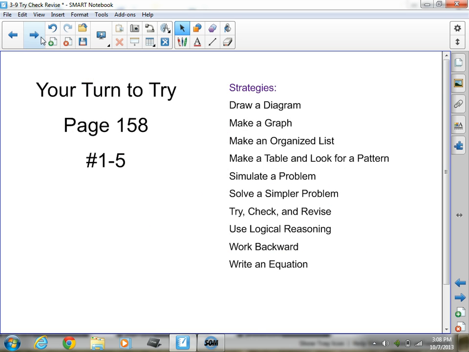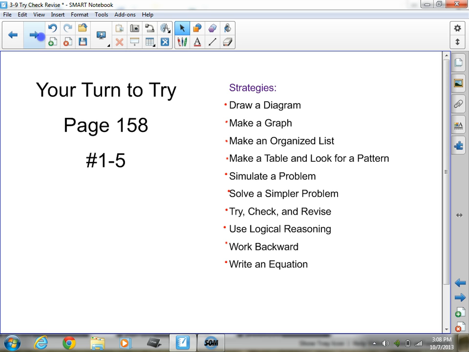So, when trying, checking, and revising, there's a lot of different strategies you could try to solve the problem. Sometimes it would be helpful to draw a diagram. Other times, make a graph. Sometimes make an organized list. Make a table and look for a pattern. Simulate a problem. Solve a simpler problem. Try, check, and revise. We did that one with a table. Use logical reasoning. Work backward and write an equation. Any of these could be helpful when solving a problem where we're not given the exact steps to take.